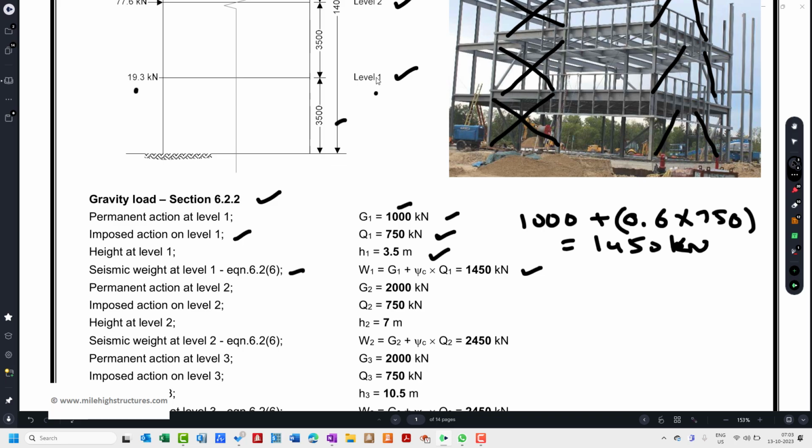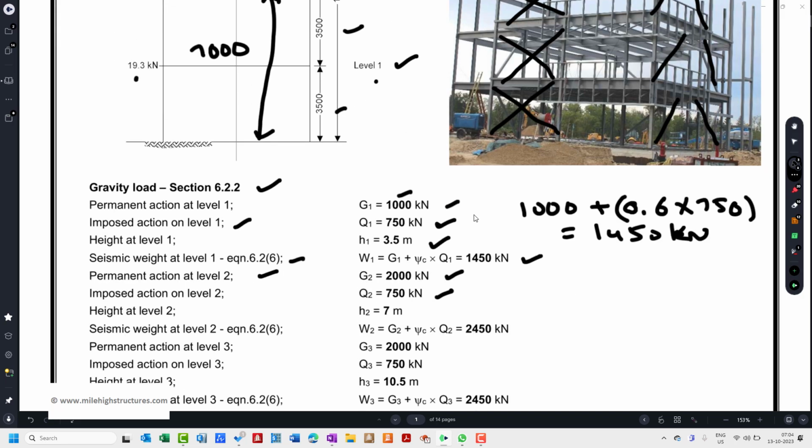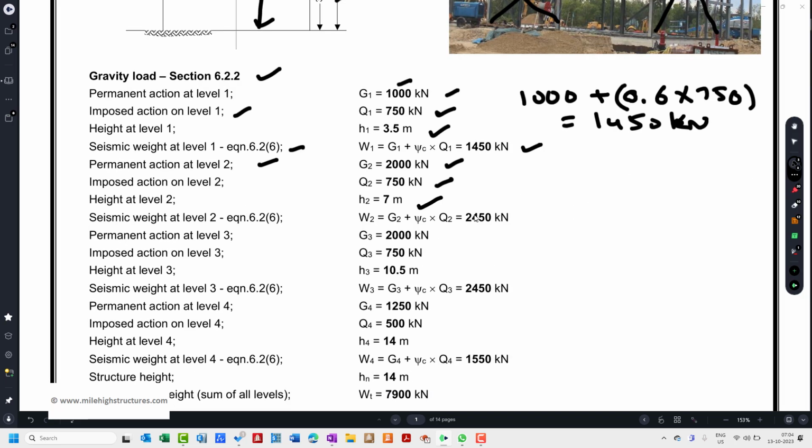Similarly, we can assume that the permanent action at level 2 is 2000 kN, and the imposed action at level 2 we also assume as 750 kN. Now the height at level 2 shall not be the floor height, but it shall be measured from the ground level, so this is 7000 mm. Coming back to the formula, H2 shall be 7 meter, and again we add 2000 plus 0.6 into 750. This value comes out to be 2450 kN.